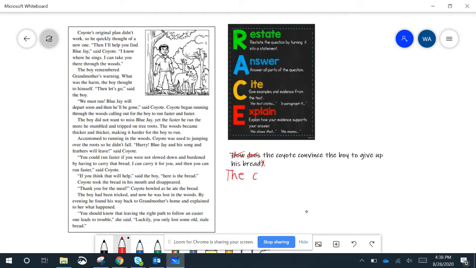The coyote convinces the boy to give up his bread. Now, I know that's not the answer to my question, but it does help me figure out how to restate it. So now what I'm going to do is answer all parts of the question.